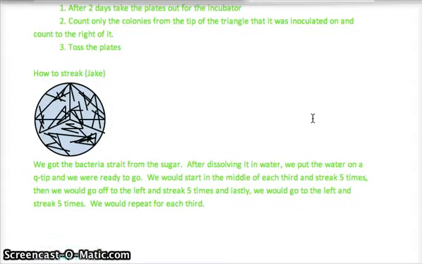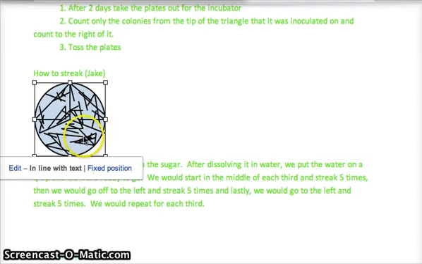Yes, so here's how we streak. I was the streaker. So first you divide the plate up into thirds. If you can see, here's a third, and that's a third, that's a third. And so we start by dissolving the sugar, and then we go across the top 6 times, and then to the bottom right, and then we go 6 strokes, and then across to the left and 6 strokes. And this area here is where we check.